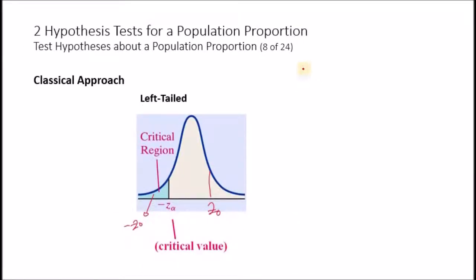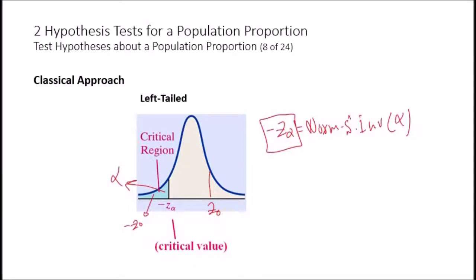If you have a left-tailed test, then negative Z sub alpha, the critical value, is going to be equal to norm.s.inverse of alpha, which is this region right here. This region is alpha, and you will get the negative value right away.